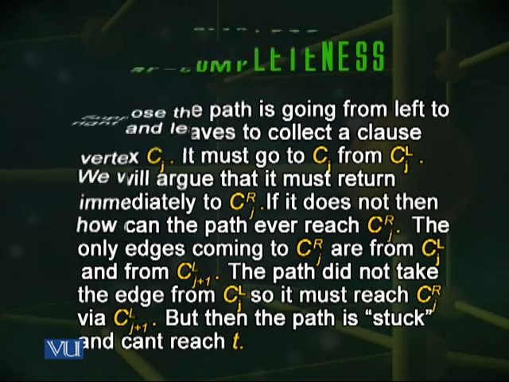Well, this is not very hard to understand. Let's see, this is the vertex C sub jl. The path came here and went to some other clause vertex. Now this is the vertex C sub jr. If the path doesn't immediately come back to it, then it has to pick up this vertex somehow.